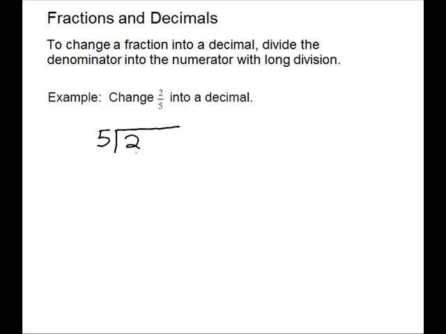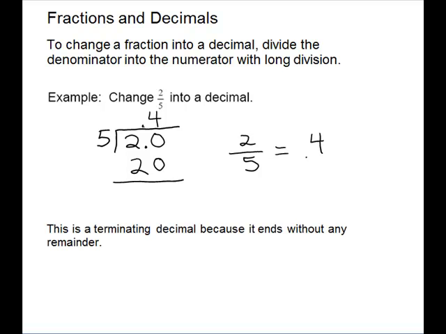Right. 5 won't go into 2, so you're going to have to put a decimal, take it straight up, and then you're allowed to add zeros after the decimal. Now we can divide 5 into 20. It will go 4 times. Multiply back, 4 times 5 is 20. So our decimal equivalent to 2/5 is 0.4 or 4/10. This is a terminating decimal because it ends without any remainder.